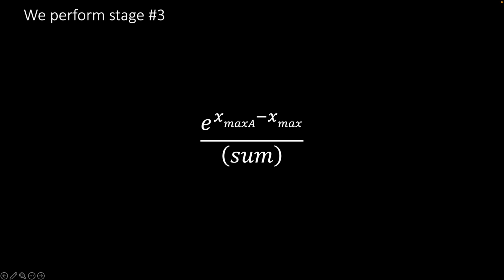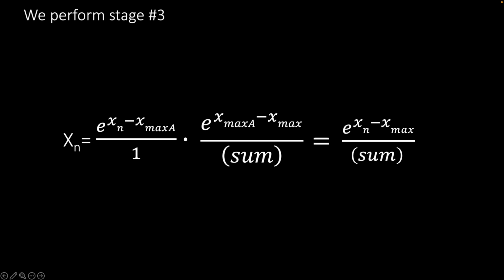Okay, so it's e to the power of x minus the local max, times the local max minus the global max, divided by the global normalized sum that we just calculated. We multiply it by the elements that we kept, so e to the power of x minus the local max, and we have our correct normalized value of softmax.